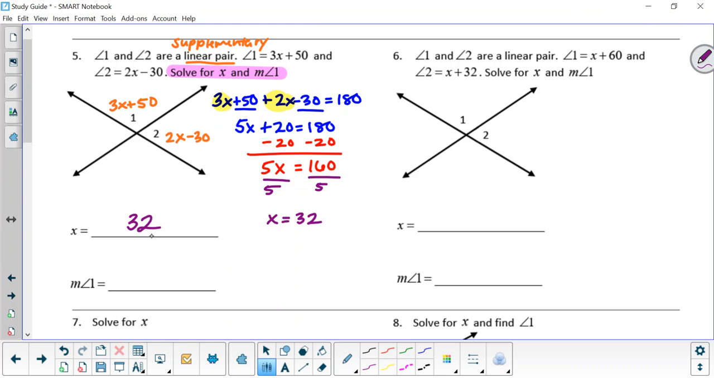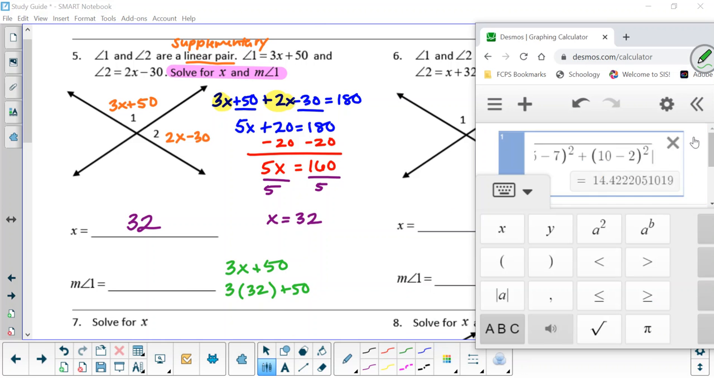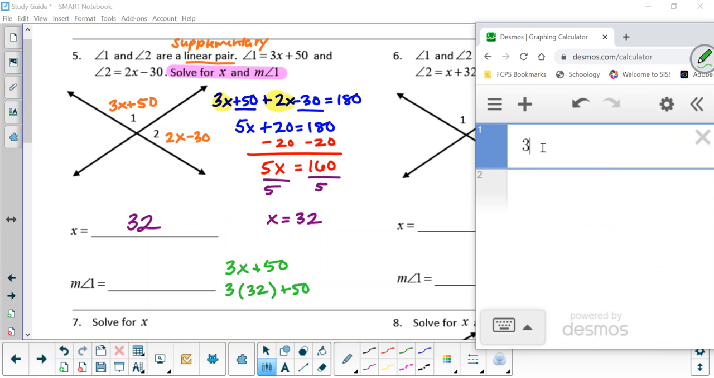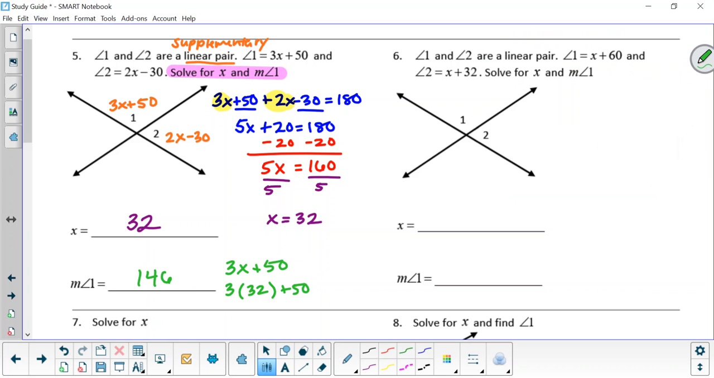Now, using that 32, I'm going to figure out what is the measure of angle 1. So, angle 1 is 3x plus 50. Now if I replace that x with the 32, I get 3 times 32 plus 50. Once I have all my numbers, I can go back to Desmos. And I can just type that in. 3 parentheses 32 plus 50 gives me 146. So angle 1 is 146 degrees.